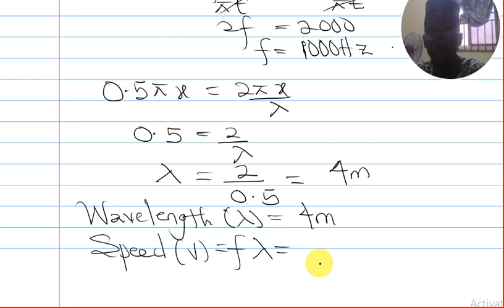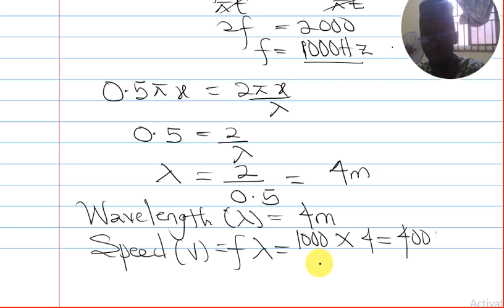My frequency is 1000. Don't forget it. So 1000 times the wavelength, which is 4, right? This will give 4000 meters per second. So this is the final answer.